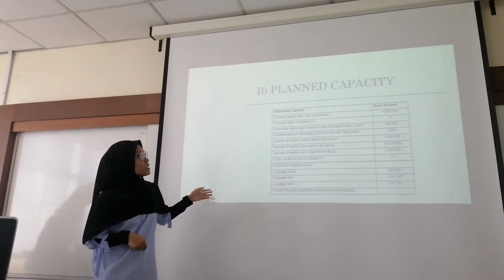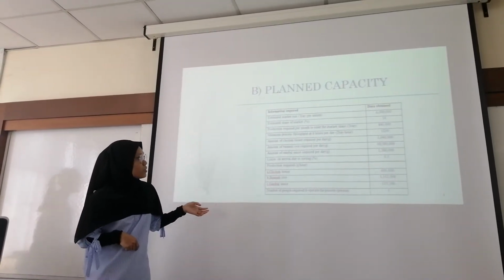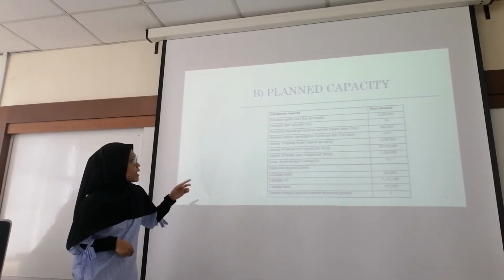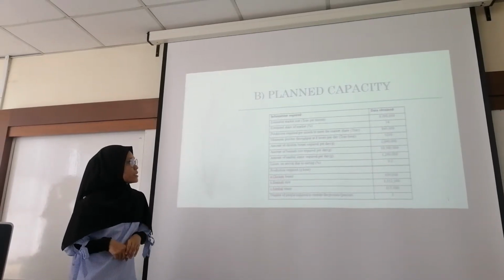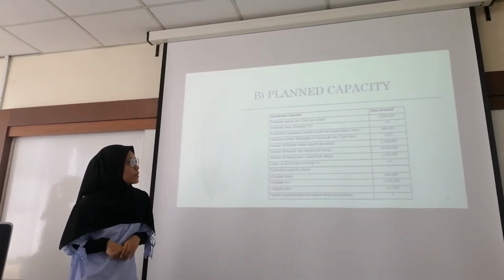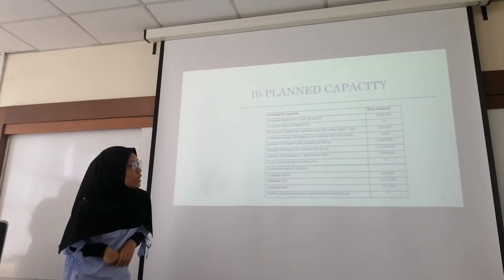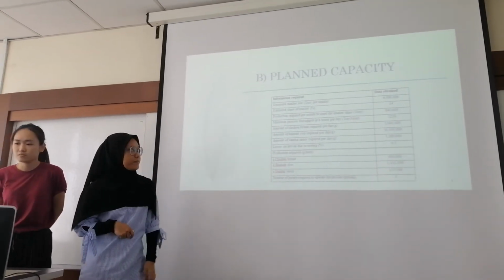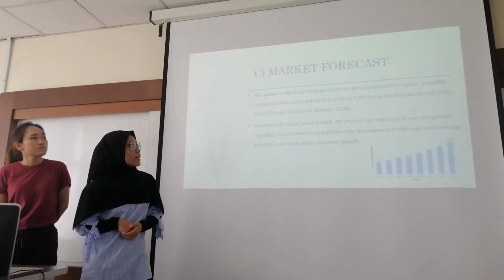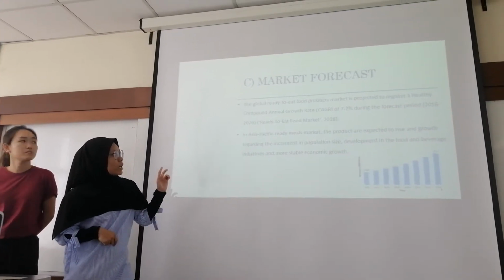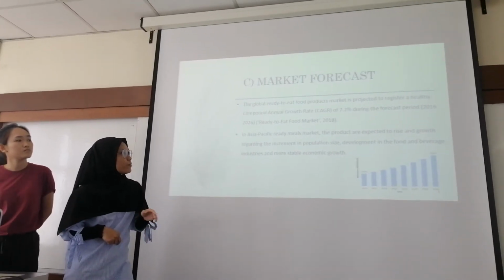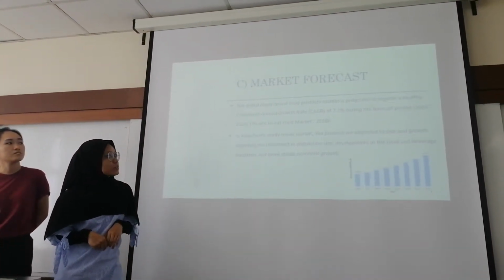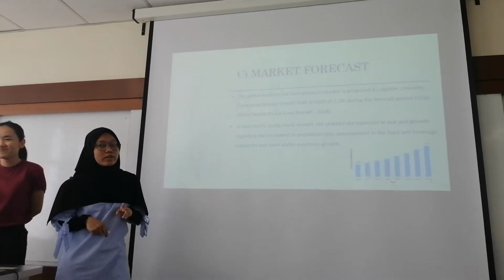So here is our plant capacity. The estimated market size will be about 6,000. Estimated share of market is about 14%. Production required per month to meet the market share is about 840,000. And here are some capacity. So the market forecast: according to the ready-to-eat food market, the annual growth rate, CAGR, is 7.2% during the forecast period.